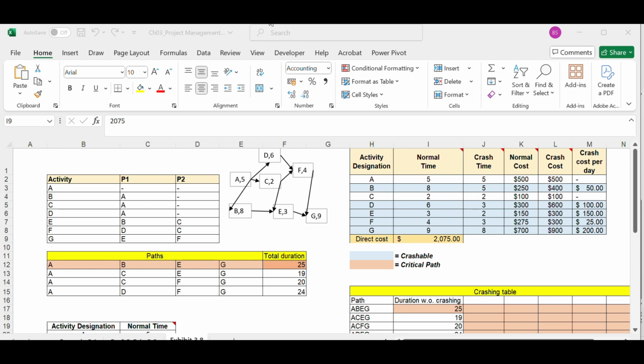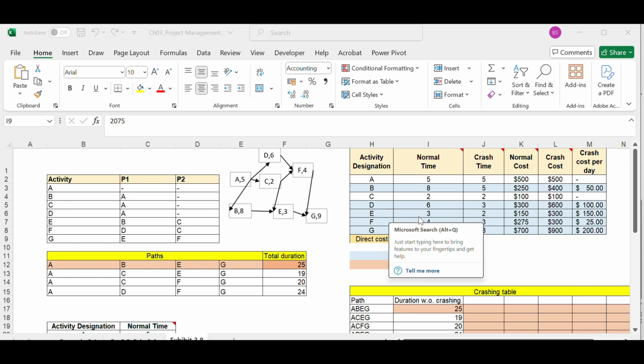Now there are some rules in crashing. Rule one: the lowest crash cost per unit should be crashed first. Rule two: crash only critical path activities. Rule three: crash activities one by one and day by day, I mean unit by unit. Rule four: if we have multiple critical paths, we need to simultaneously crash activities on multiple critical paths. Rule five: the moment the total cost goes up, stop crashing.